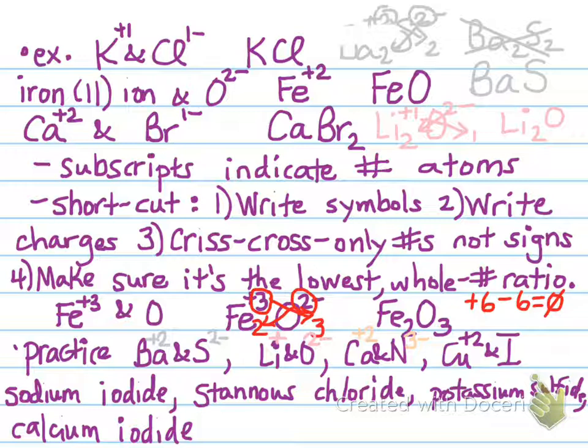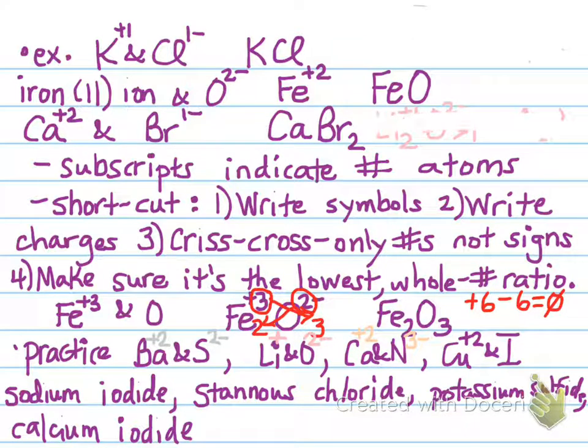So, I have to make some room. Okay. I have Ca with a +2 charge, nitrogen with a -3. I crisscross down. And is 3 to 2 the lowest whole number ratio? Yes. So my formula is Ca3N2.